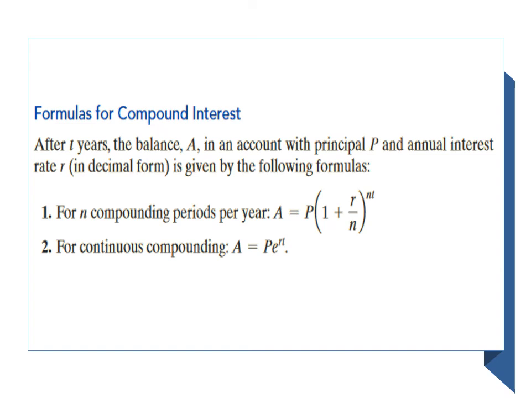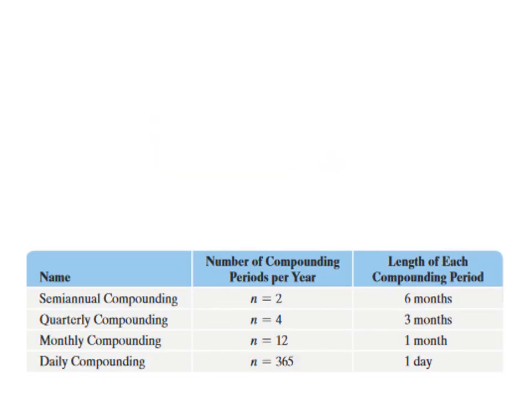Now also we have the formulas for compound interest. So also we see the variable in the exponent. So we have these two important formulas for compounding periods and for continuous compounding. And n is equal to 2 when we have semi-annual compounding, n equal 4 when we have quarterly compounding, n equal 12 when we have monthly compounding, and n equal 365 when we have daily compounding.